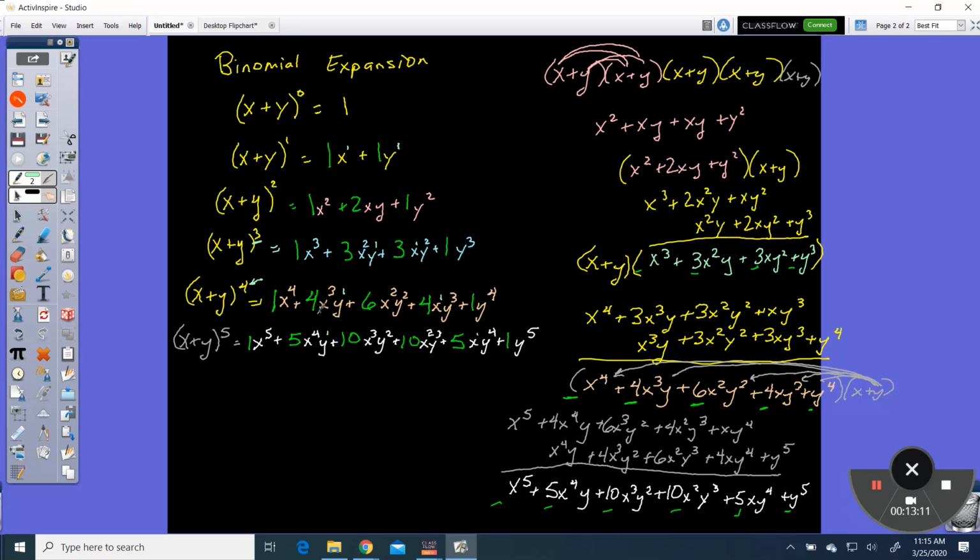Okay, so anyways, that's an introduction of binomial expansion, and it ties together the Pascal's triangle. So anyways, that's the first notes on this kind of stuff.